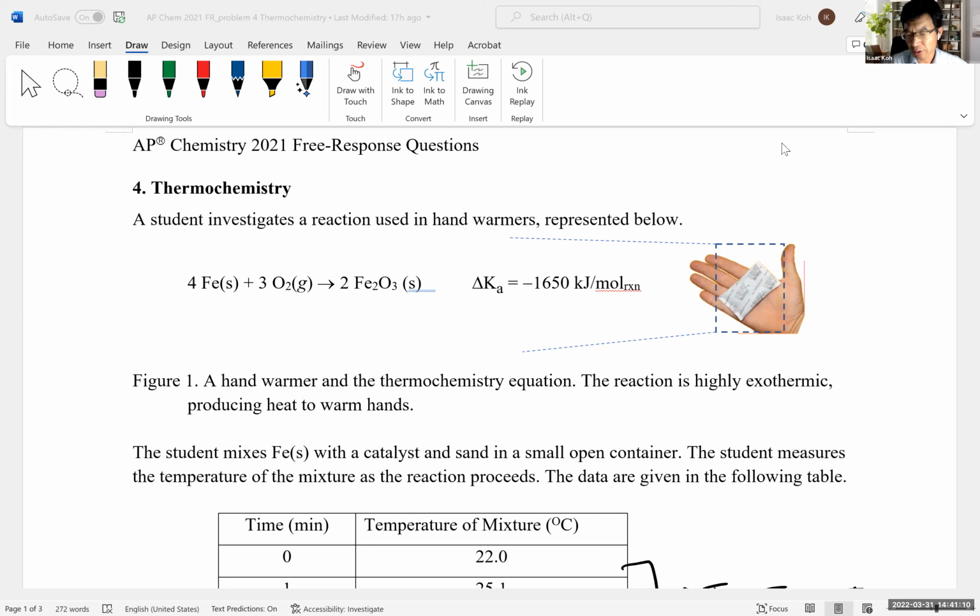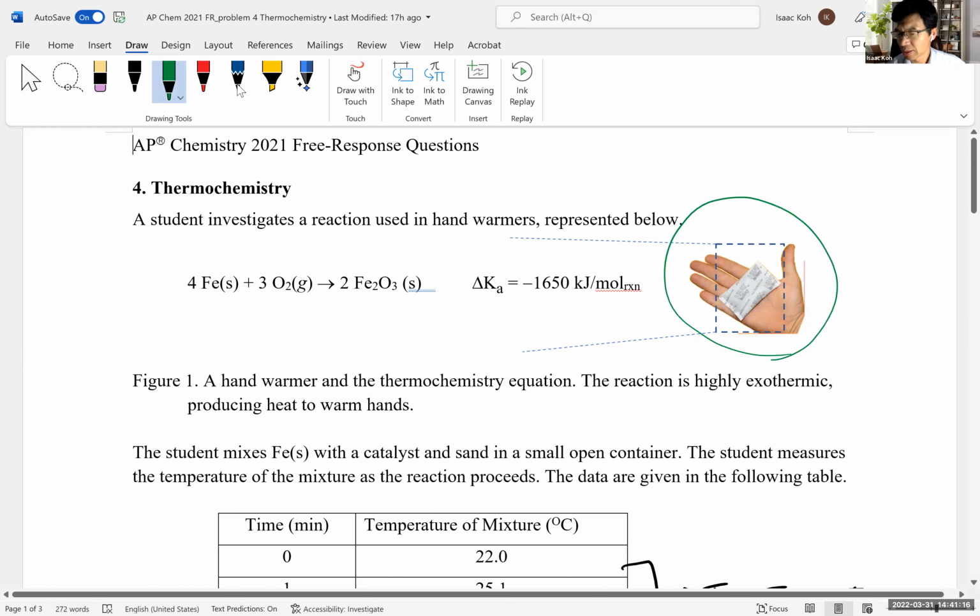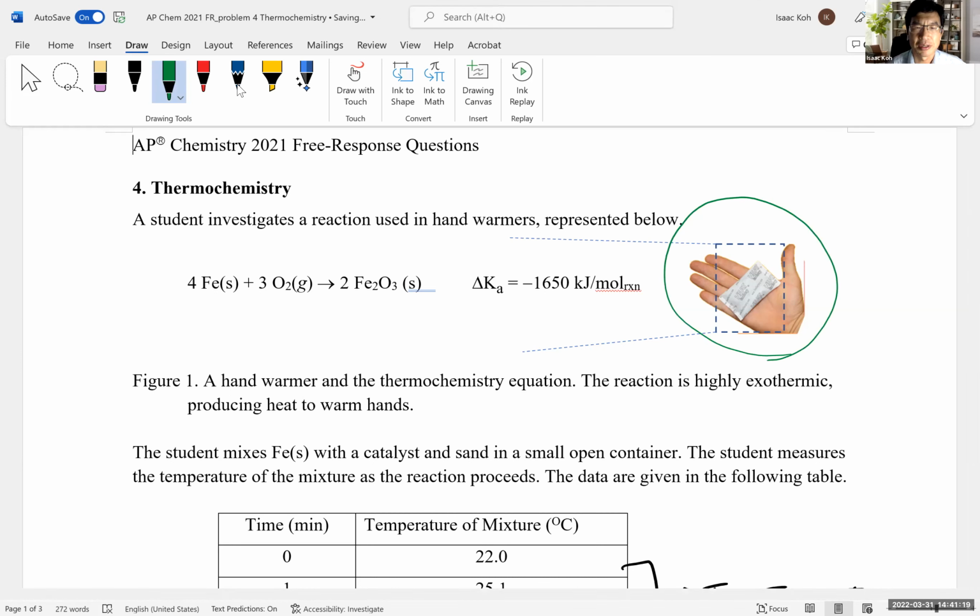Here is a hand warmer. We have a hand warmer right there. In this hand warmer, we are interested in what is inside. That is iron. That iron is oxidizing in time.